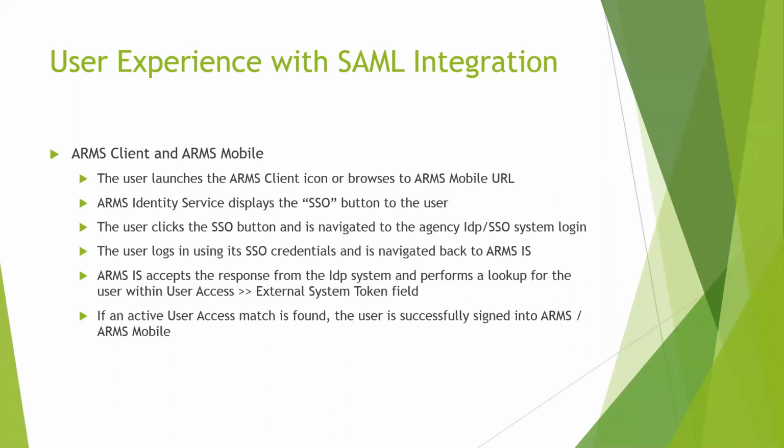ARMS does a lookup of user access records, and if that special identifier, the external system token, is found inside of the user access record, if it has a match and it's active, then the user is logged into ARMS by virtue of the IDP system saying, yep, this is a good, valid user. Please log them into the system as this identifier.